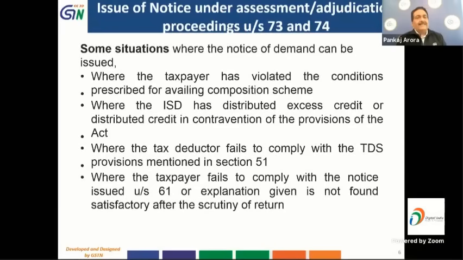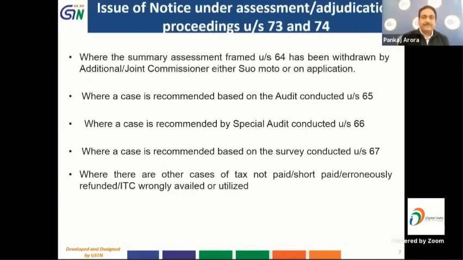presentation. So it may be issued where the taxpayer has violated the conditions prescribed for availing the composition scheme, or where the ISD has distributed excess credit. In such a case, the notice shall be issued to the recipient, and the ISD will be issued a notice for imposing a general penalty. And where the tax deductor has failed to comply with the TDS provisions, or the taxpayer fails to comply with the notice issued under section 61, or the explanation given is not found satisfactory after scrutiny of the return, then in such a case the proper officer can issue the notice.